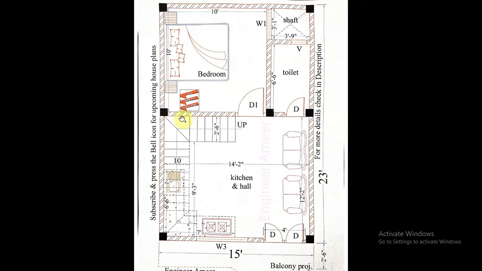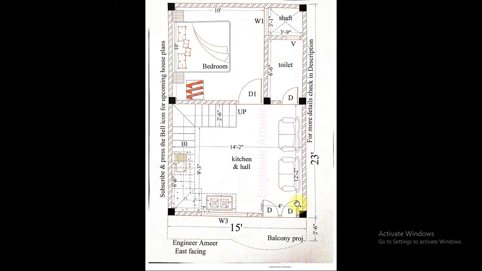So I designed 7 columns here. All columns are aligned, and we'll put our beams here. Beam sizes will be 9 inch by 12 inch. All these columns will tie with the beams. Beam sizes will be 9 inch by 12 inch until the first floor. If you are going to make an upper floor, then the column sizes and beam sizes will be changed.